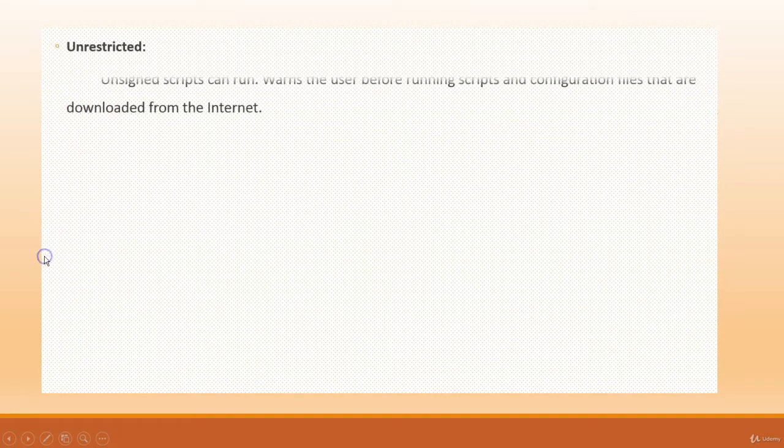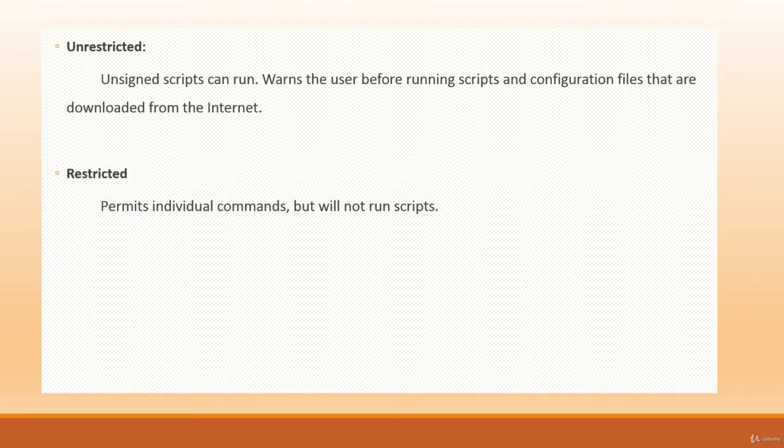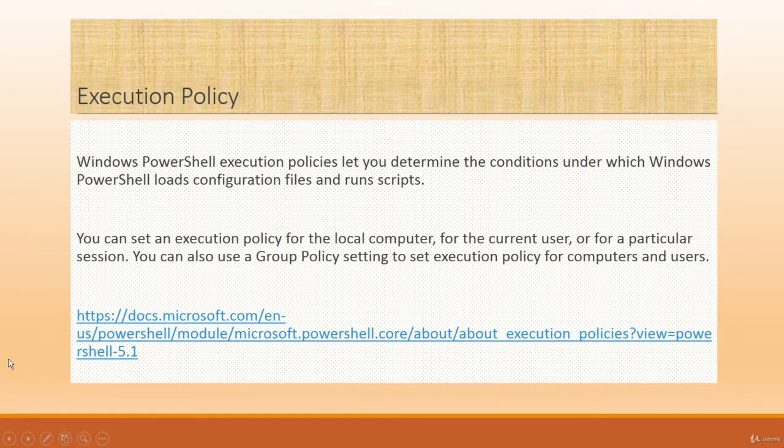Moving to another policy, Unrestricted. It allows all scripts to be executed and doesn't really bother about signatures, and hence it is less secure. Next is the Restricted policy. It will let you run individual commands but a script cannot be executed. And finally we have Bypass, which is the most insecure, and it allows everything to be executed and doesn't even prompt the user with a warning. By default, execution policy is Restricted on personal computers.